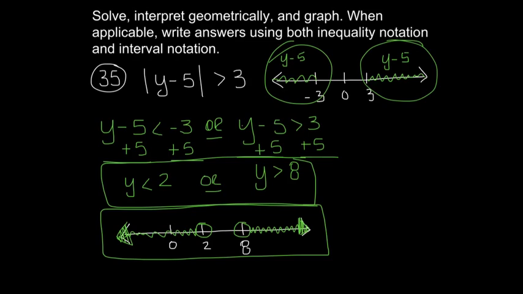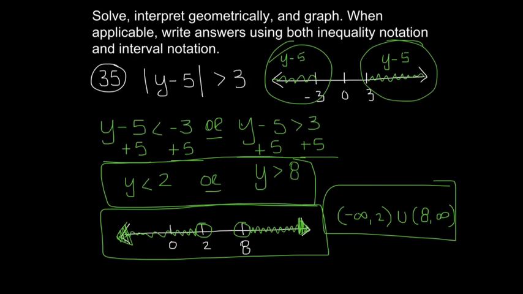If I use interval notation, I actually need two separate intervals because I have two completely different places where I can find solutions to this inequality. The first one would be starting at negative infinity and going all the way up to positive 2. The second one would be starting at positive 8 and going to positive infinity. So if I combine that as two intervals, I would have the interval from negative infinity to positive 2, get the open parentheses, and I want to union that with the interval from 8 to infinity. So here's my solution written three different ways: inequality notation, interval notation, graphing notation.